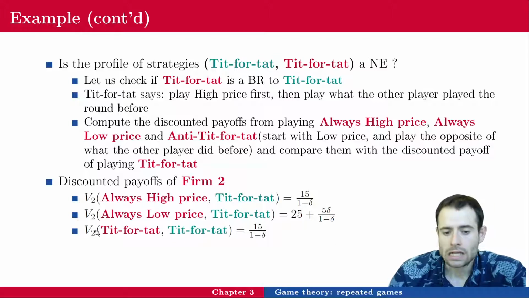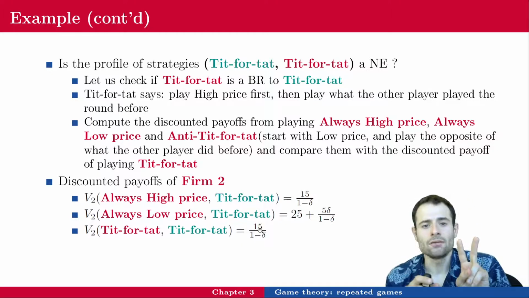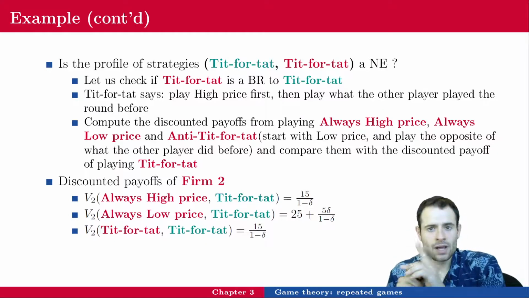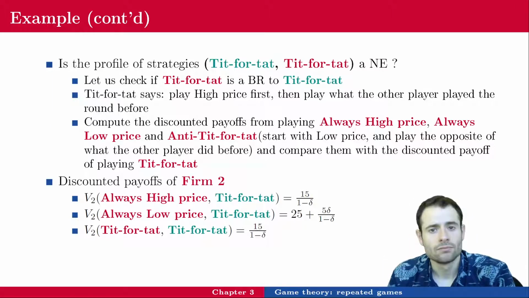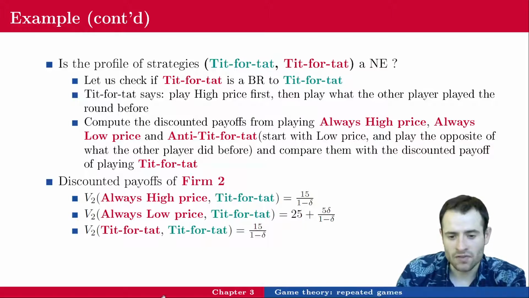Now, if they both play tit for tat, then they play high price the first day. Then the next day, they see that they each played high price. So they play high price again. And they end up playing high price forever. So the discounted payoff here is as high as always high price against tit for tat.